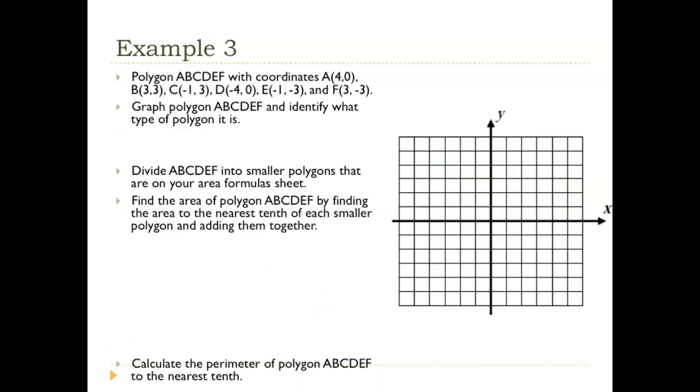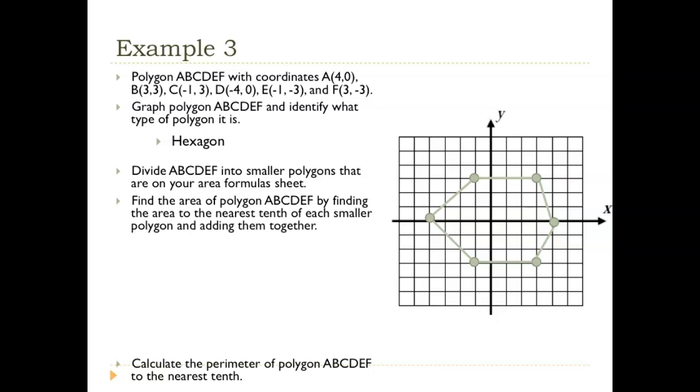Example 3. Polygon ABCDEF with coordinates (4, 0), (3, 3), (-1, 3), (-4, 0), (-1, -3), and (3, -3). Graph polygon ABCDEF and identify what type of polygon it is. So let's go ahead and graph those points. We have (4, 0), (3, 3), (-1, 3), (-4, 0), (-1, -3), and (3, -3). Since this looks like it has 6 sides, we would say this is a hexagon.